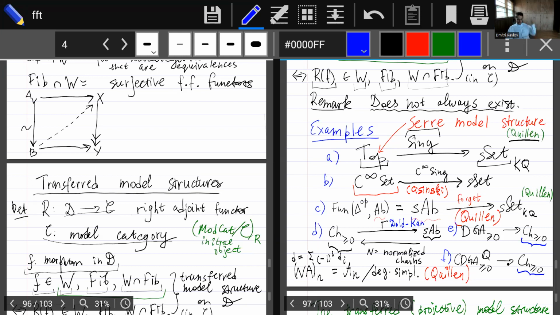All right. Any questions about these examples before we move on?